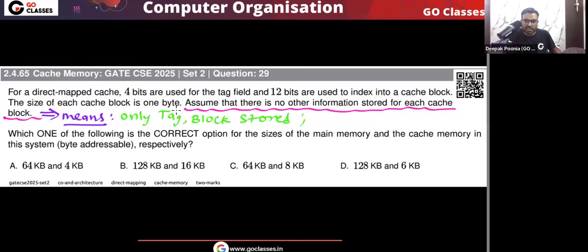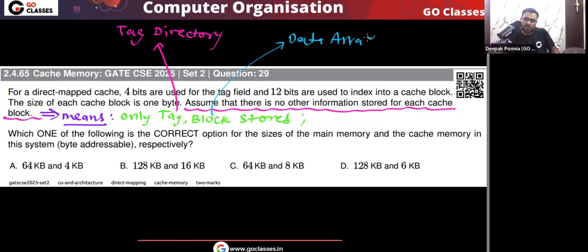We will store this tag in the tag directory that you already know. This tag will be stored in the tag directory. And remember, this block will be stored in the data array. But the point is that only tag comma block are stored, no valid bit, etc. No extra bits are there. I hope you understood this statement.